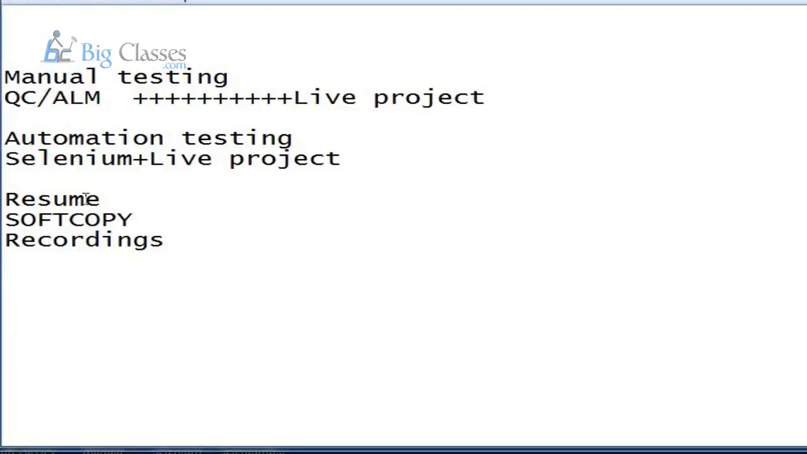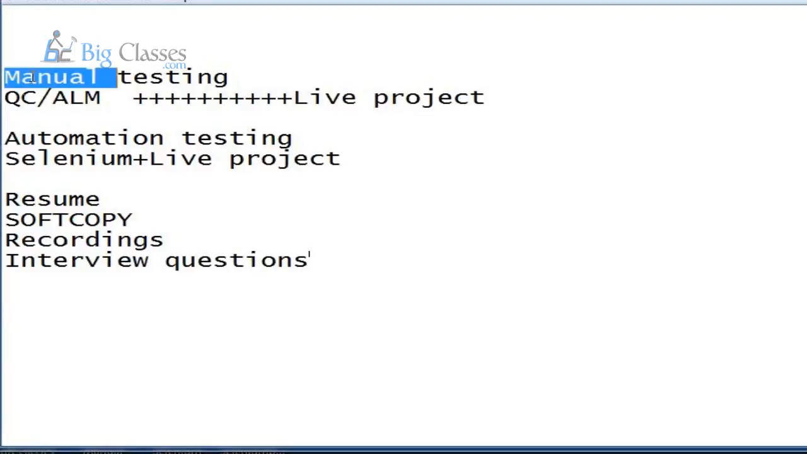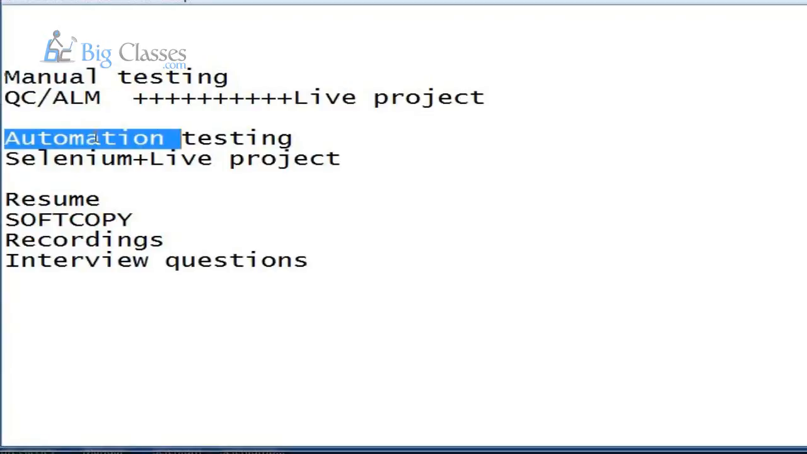And I will also forward interview questions and software soft copy links, everything, guys. You can download them and start using them on your system in parallel. But guys, daily practice is very, very important. Manual testing is totally theory, so we can understand it, but once you start automation testing with Selenium, you should practice it practically.